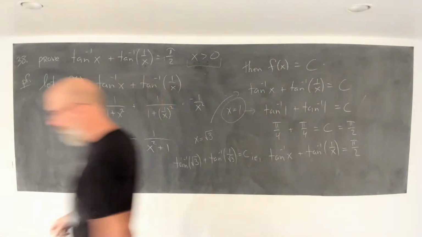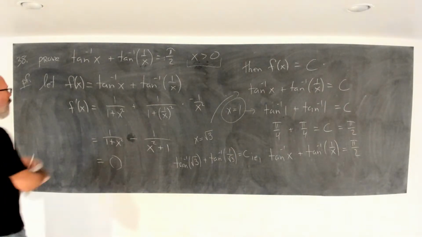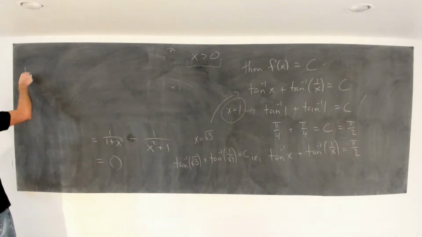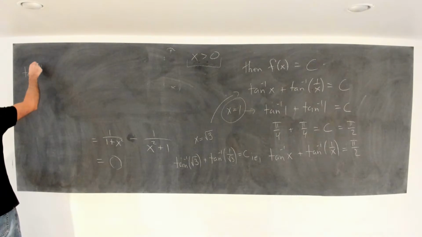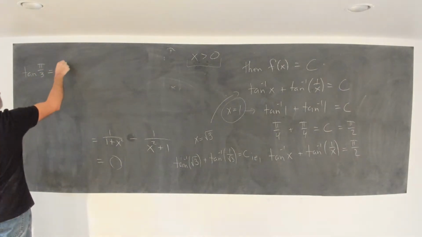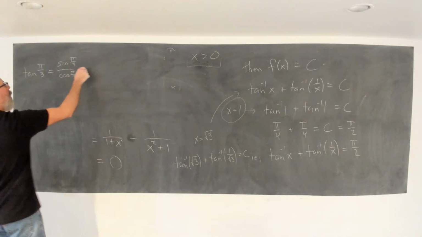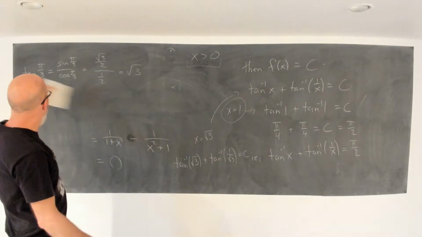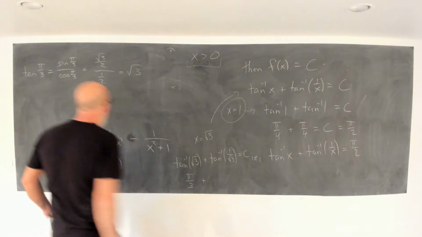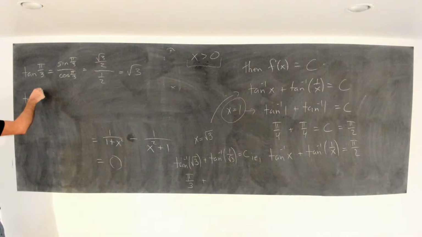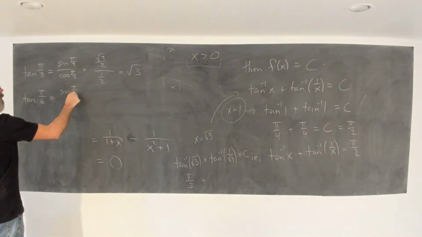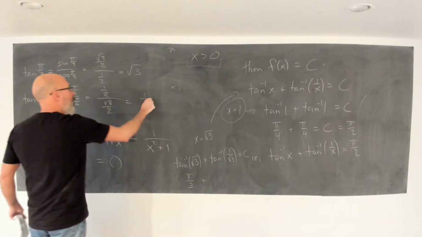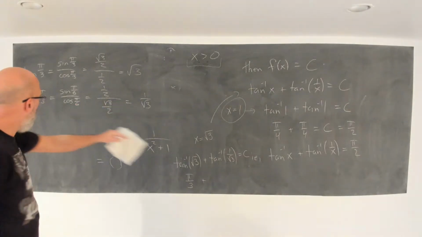But you know arctan of root 3. Right? You know that tangent of pi over 3 is sine of pi over 3 over cosine of pi over 3. Sine of pi over 3 is root 3 over 2. Cosine of pi over 3 is 1/2. So arctan of root 3 is pi over 3. And tangent of pi over 6, which is sine of pi over 6 over cosine of pi over 6, is 1/2 over root 3 over 2, which is 1 over root 3. So arctan of 1 over root 3 is pi over 6.